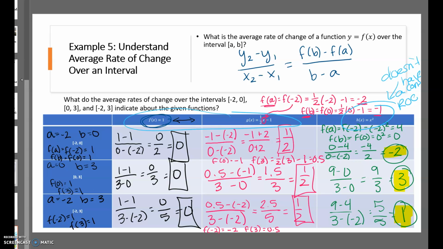And then these two, we got the same answer both times, so those functions do have a constant rate of change. Okay, and that's it for today for 1.1.